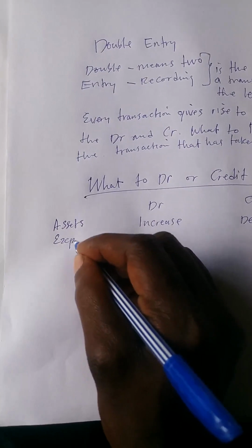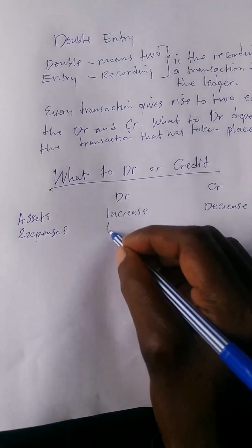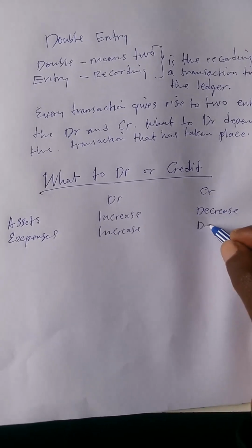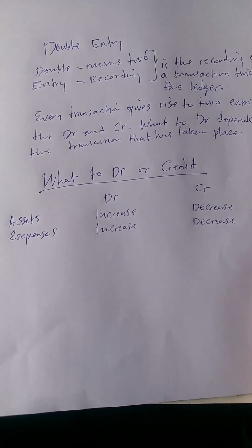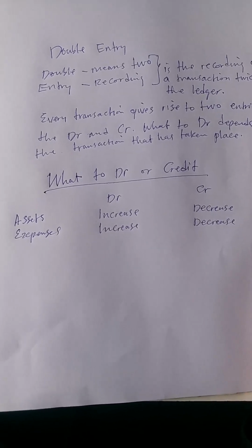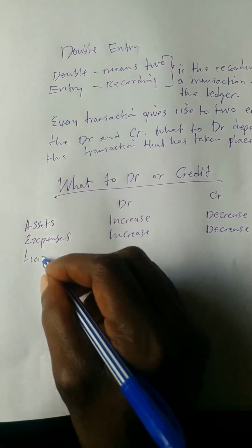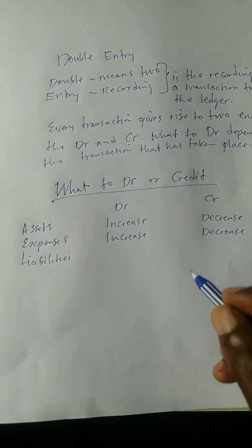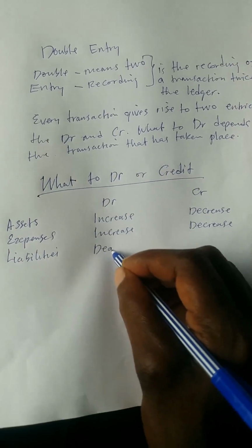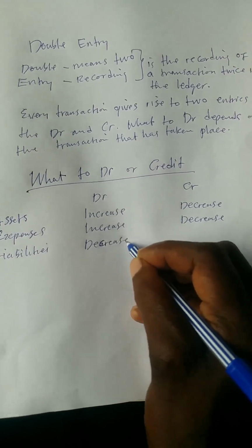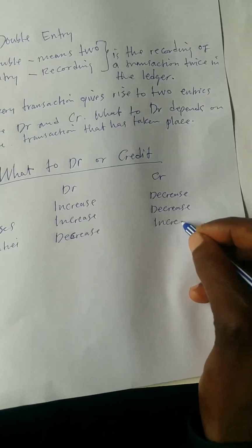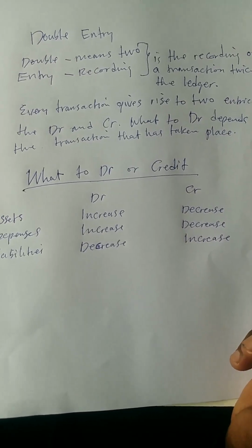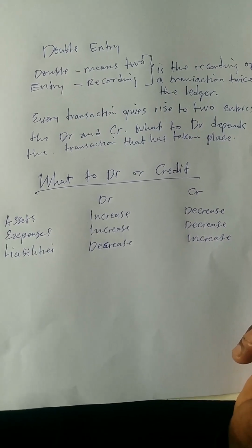Expenses. When expenses increase, you debit. When they decrease, you credit. Liabilities. When liabilities decrease, that's when we debit. When they increase, you credit. When do liabilities increase? When you get a loan, your liabilities increase.